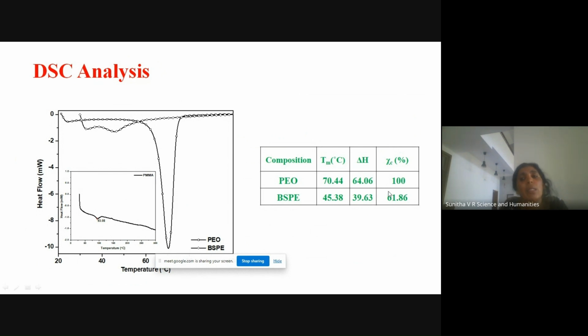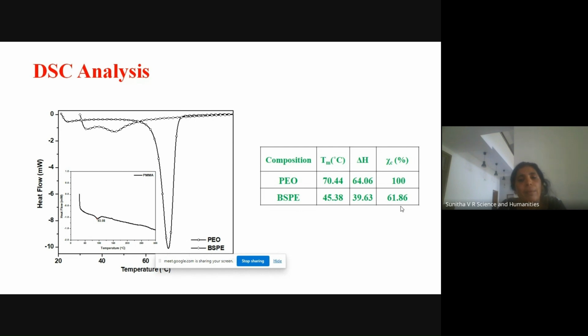And if you take the percentage of crystallinity from a pure PO to the blend system, which is around 61.86. So, as further confirmation of our results, we have taken XRD, FTIR and DSC. In all the studies, we can see that we have actually suppressed the crystalline phase of the PO. So this is about the structural studies.